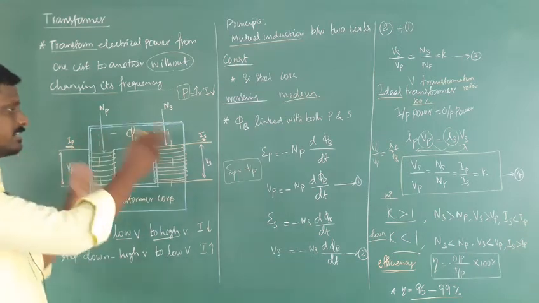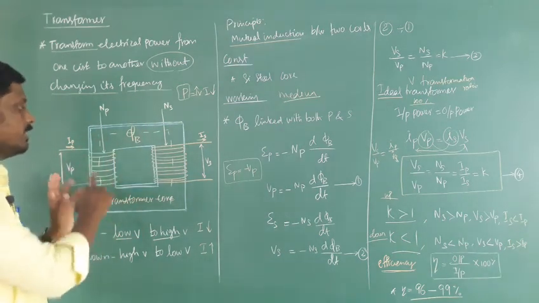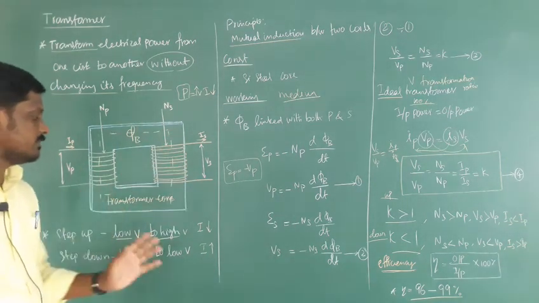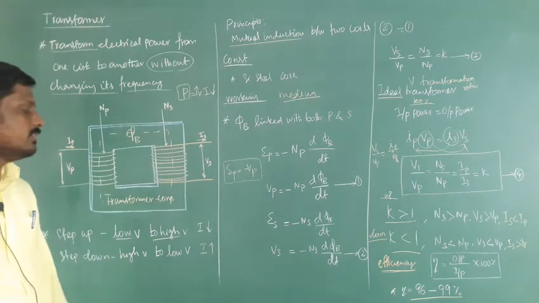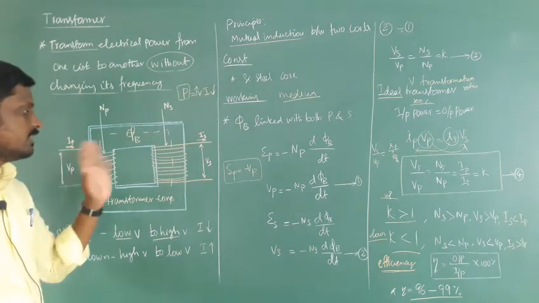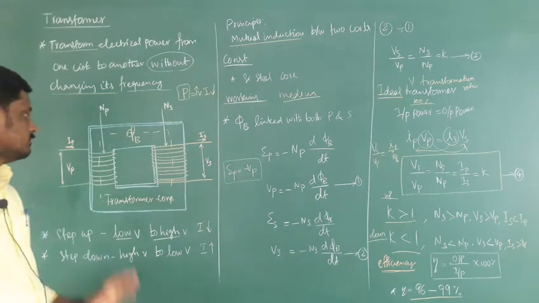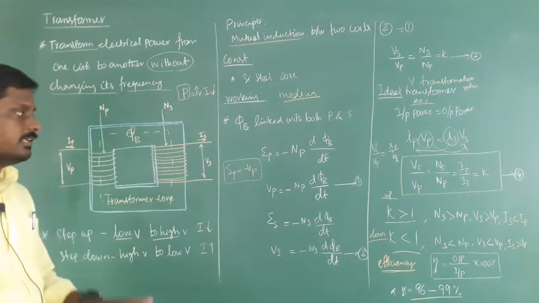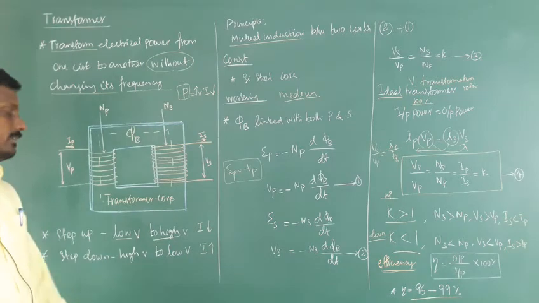The transformer consists of a transformer core, which is connected with the primary coil and then the secondary coil. The transformer core is made up of a good magnetic material, silicon steel. The primary and secondary coils are electrically insulated, but magnetically they are linked.